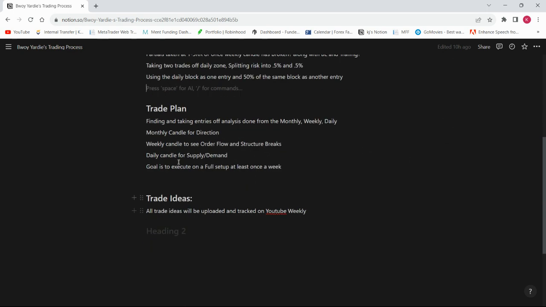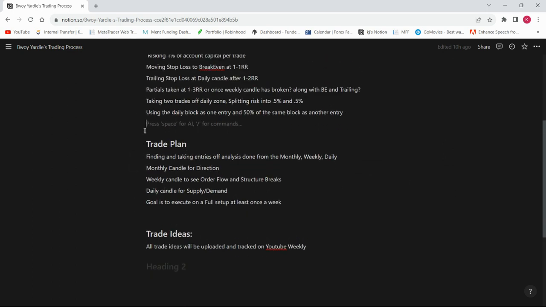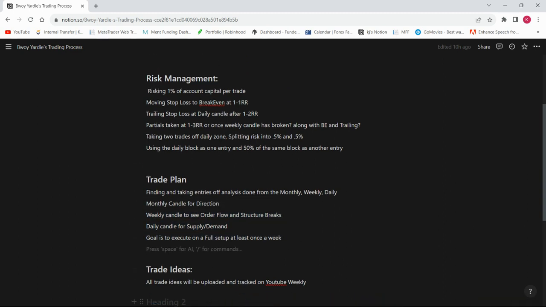And then going into it, I'm gonna see if the trade plan itself, in terms of finding the trade ideas, I'm gonna do all of it from monthly, weekly, daily candles, right? Kind of using the rule sets outlined right here. But I ain't wasting too much time. I'm gonna get right into that.